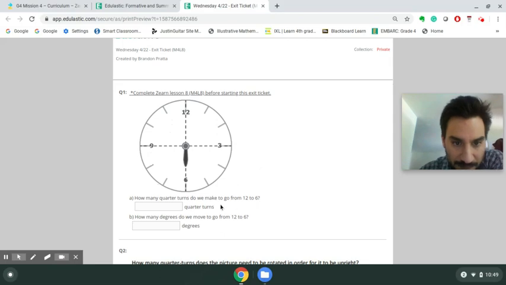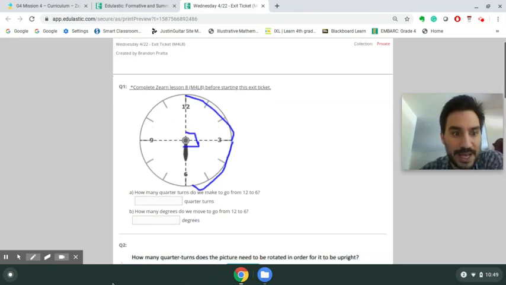All right, so question 1, how many quarter turns do we make to go from 12 to 6? Remember, this is a quarter turn. There's 1. Here's another. How many degrees around would that be? So you need to answer for quarter turns and degrees.